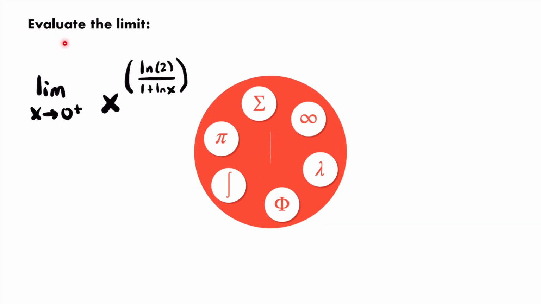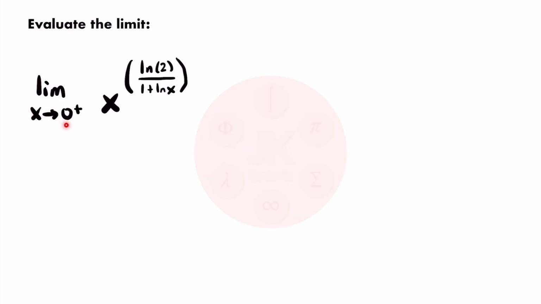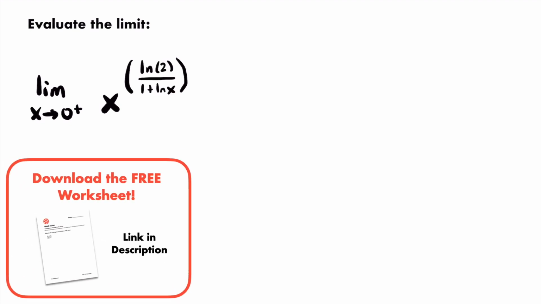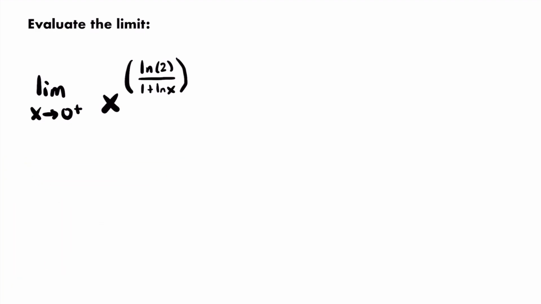So here we want to evaluate the limit as x approaches 0 from the right of x to the power of the natural log of 2 divided by 1 plus the natural log of x. At first this seems like a pretty complicated limit, but the first thing that you should always try when evaluating a limit is just see what happens when you plug in the value of x that you are approaching. In this case, that would be 0.